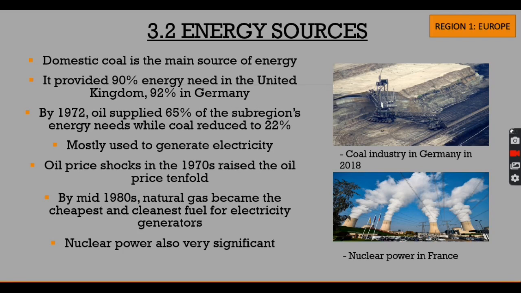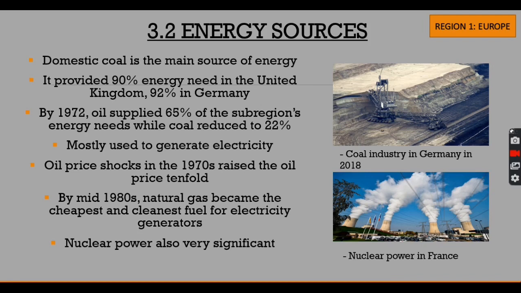In this case, domestic coal was the main source of energy until the 1950s. In late 1952, it provided about 90% of energy needed in the United Kingdom and 92% in Germany. Home-produced coal declined rapidly after 1955. By 1972, oil supplied about 65% of the subregion's energy needs, while coal decreased to 22%, which was mostly used to generate electricity.